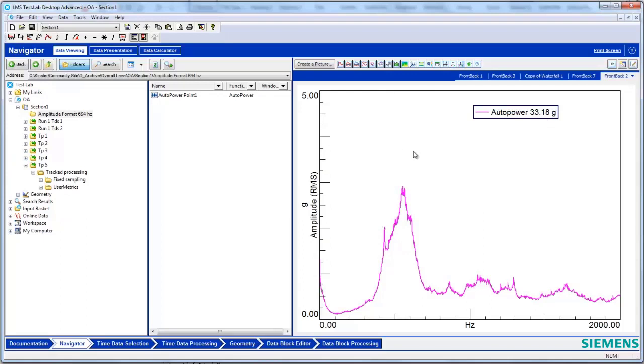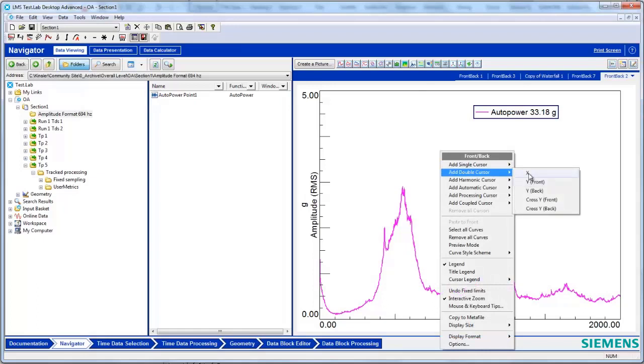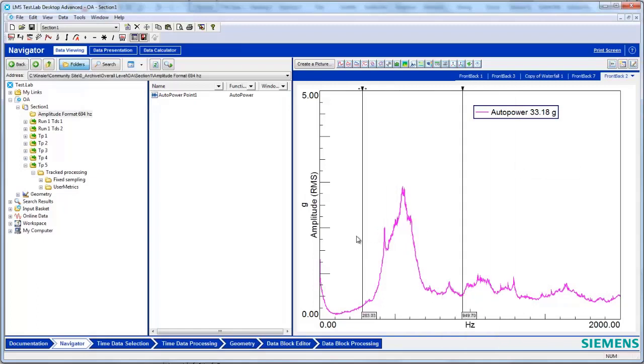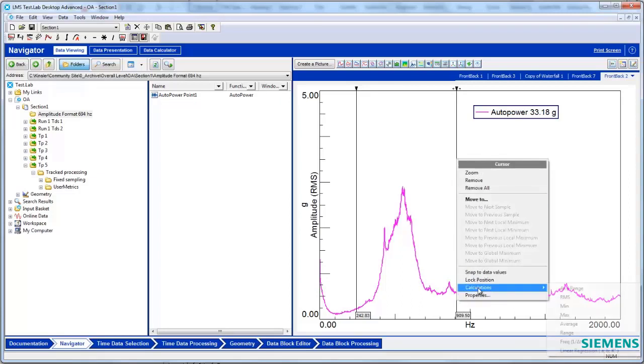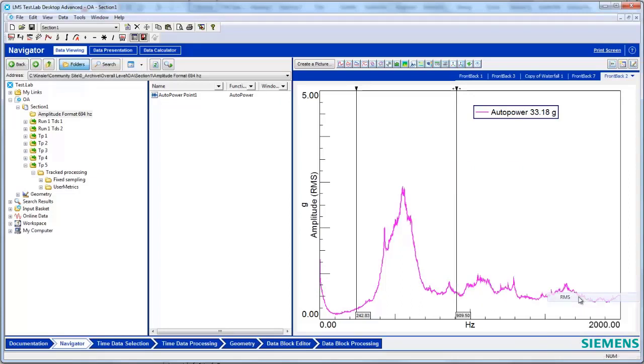Now if you want to calculate the RMS over a narrower frequency range, you can right-click and add a double cursor, slide your cursor over your frequency range of interest, right-click on the cursor, and go to Calculations and then RMS. And that'll give you the RMS just within that frequency range.